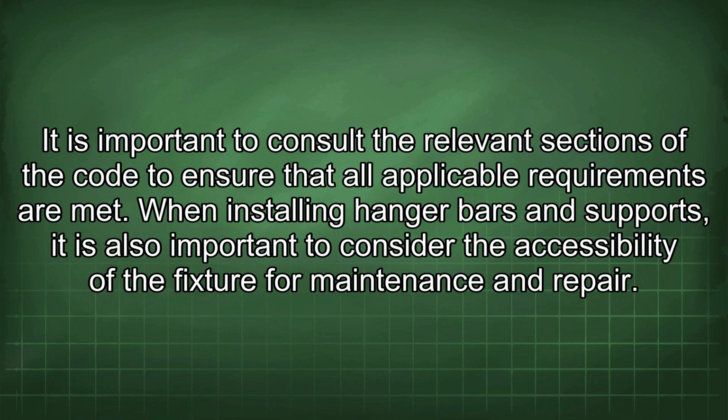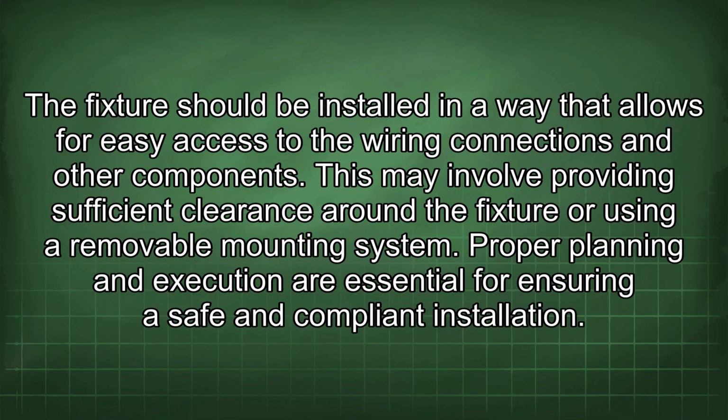When installing hanger bars and supports, it is also important to consider the accessibility of the fixture for maintenance and repair. The fixture should be installed in a way that allows for easy access to the wiring, connections, and other components. This may involve providing sufficient clearance around the fixture or using a removable mounting system. Proper planning and execution are essential for ensuring a safe and compliant installation.